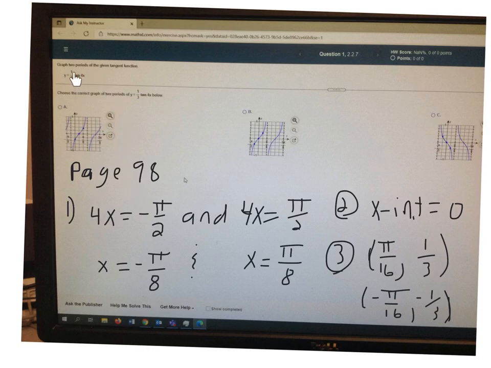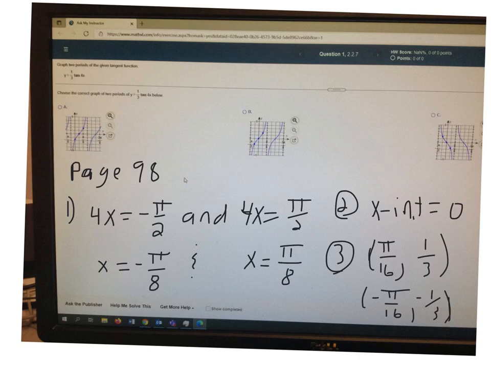So this is tangent, and the first thing I realized is that this one has the shape of a tangent. This one has the shape of a tangent. This one does not. This would be either cotangent or negative tangent. And this is positive, so immediately I realize it's not C. It's going the wrong direction. This would be either cotan or negative tan. So I realized right away it's one of these two.